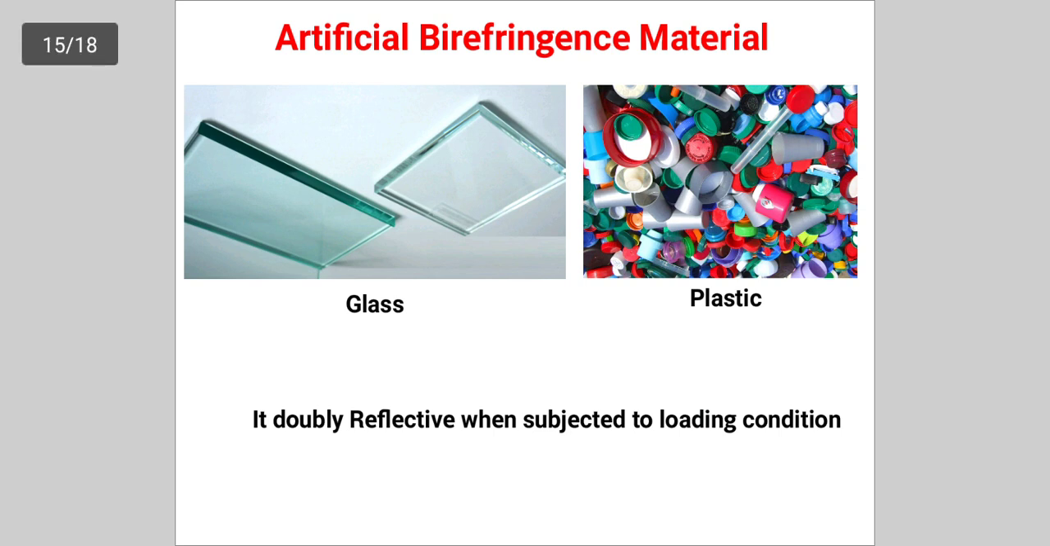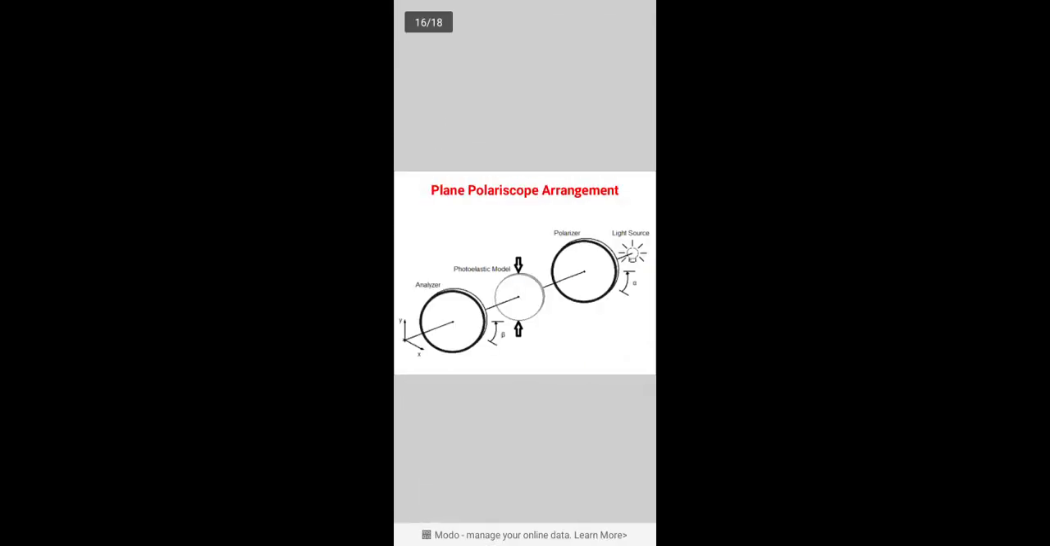So what is meant by single refractive and double refractive? If, without application of load, the light is divided into two vectors, such materials come under the category of natural birefringence material. And if, without application of load, the light vector comes out as it is and is not divided into two vectors, the material comes under the category of artificial birefringence material. So these are the basic types of material, natural and artificial birefringence.